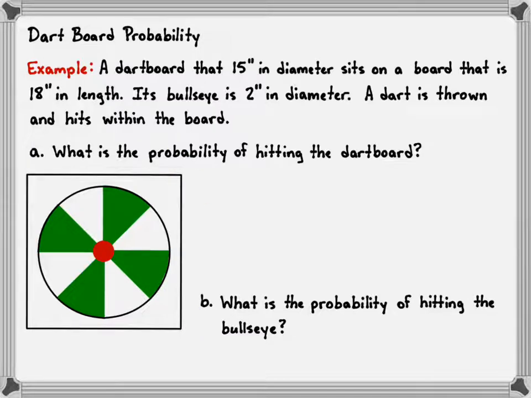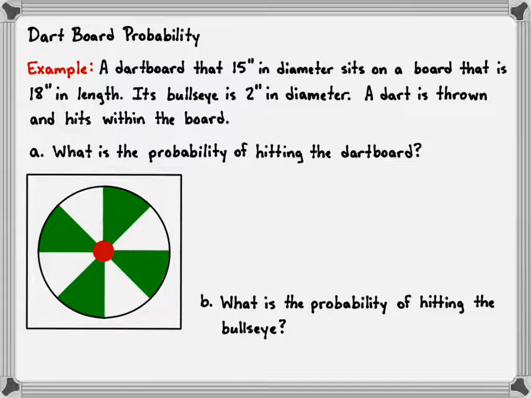For part A, it says, what is the probability of hitting the dartboard? So the square board is not the dartboard. That's just the board that it's mounted on. What is the probability that it's going to hit the dartboard? Well, the dartboard is the big circle. So our event space is hitting the dartboard. Our sample space is hitting anything in the square.